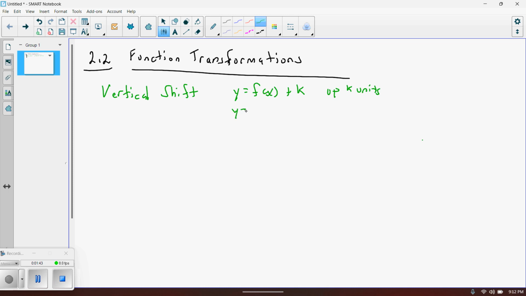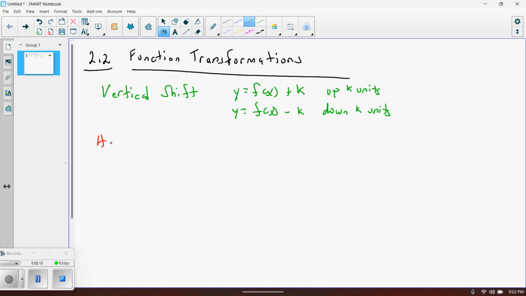Likewise, if I were to have y equals f of x as my base function, and I were to subtract k, then I would be shifting it down k units. So basically the way to think of that is if you have a positive number being added to your function, you're going up. If it's a negative number, you're going down. That one tends to be relatively easy and tends to make sense to most people.